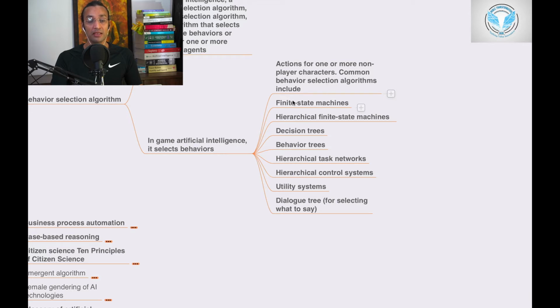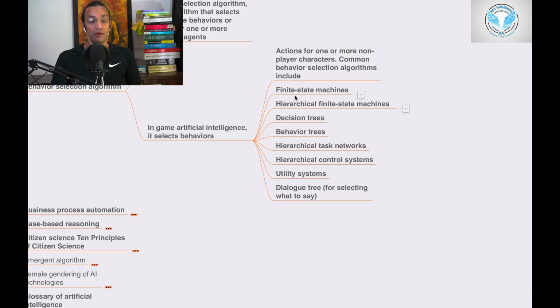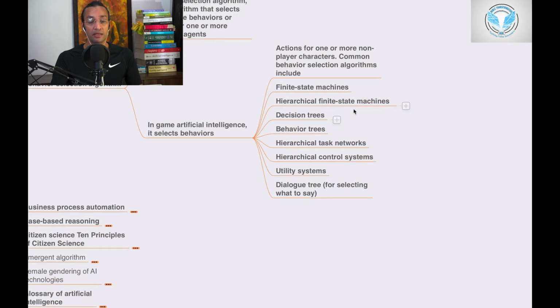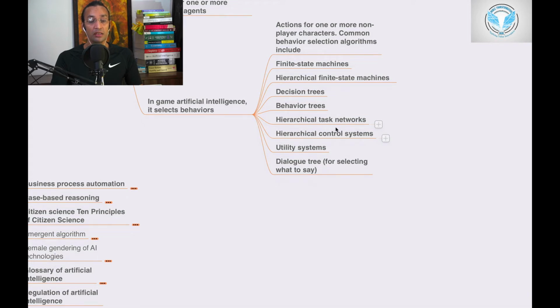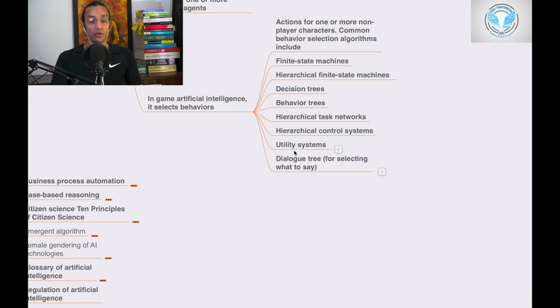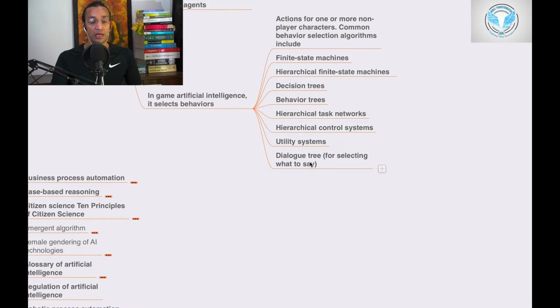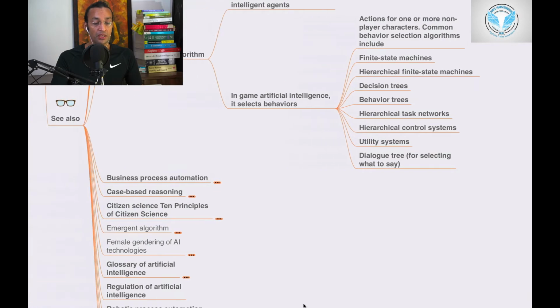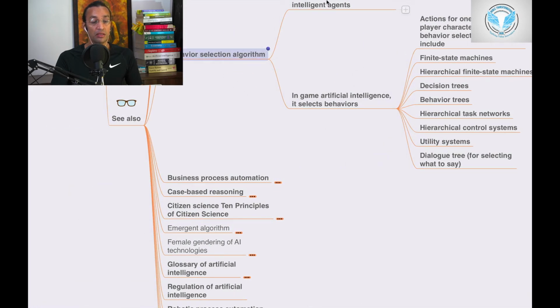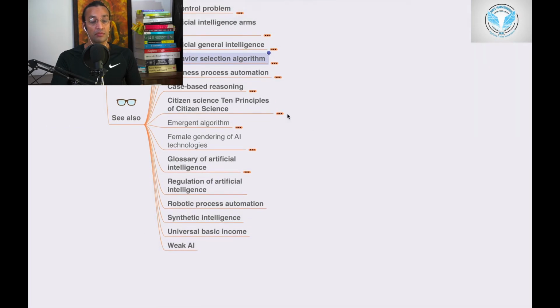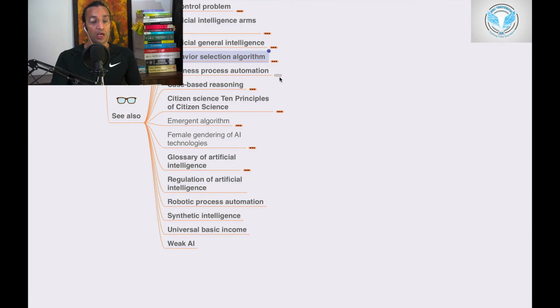Common behavior selection algorithms include finite state machines, hierarchical finite state machines, decision trees, behavior trees, hierarchical task networks, hierarchical control systems, utility systems, and dialogue trees for selecting what to say. Okay, these are behavior selection algorithms. This is how they behave.